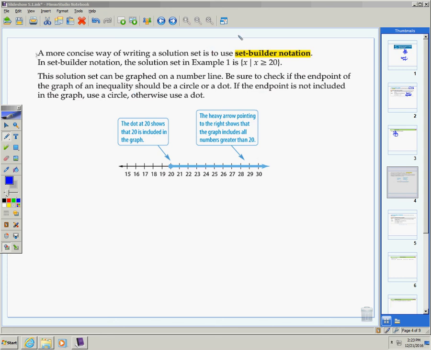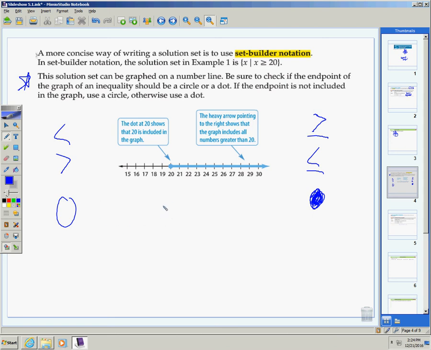...is set builder notation, and I'm not super concerned with that, but I'm more concerned about graphing things on a number line. So whenever we graph something on a number line, there are two different situations. Less than and greater than will always have an open dot. The reason is that point is not included. If you have greater than or equal to or less than or equal to, you will always have a closed dot. That means that point is included.